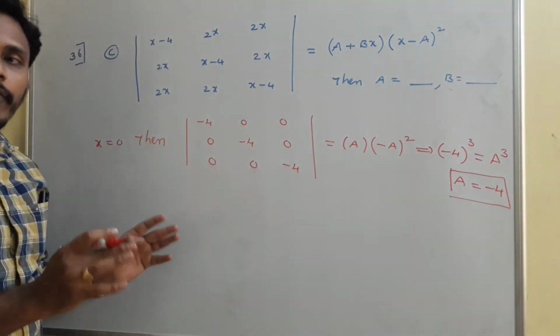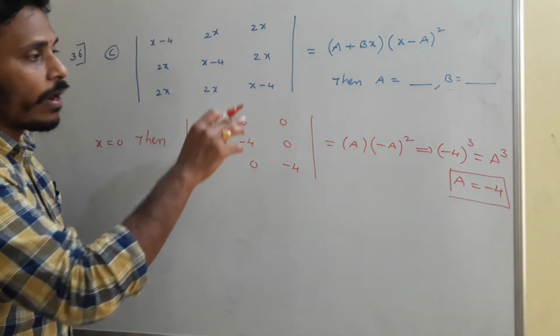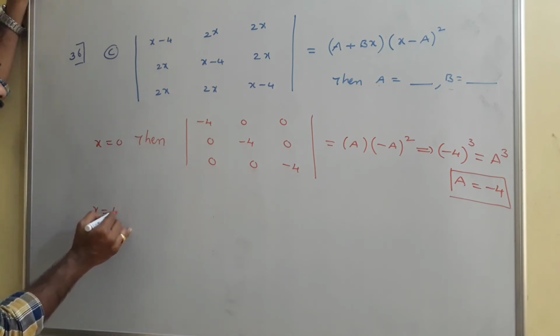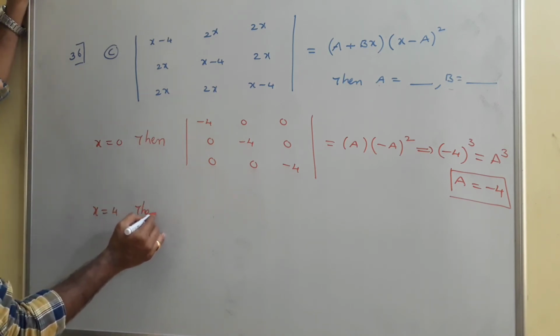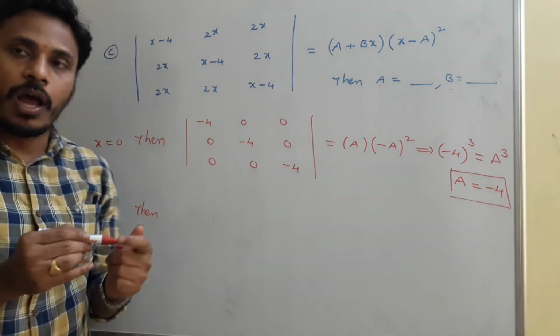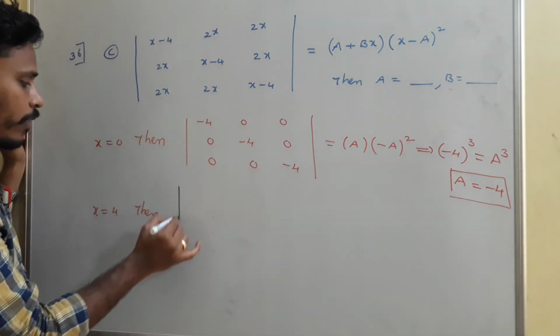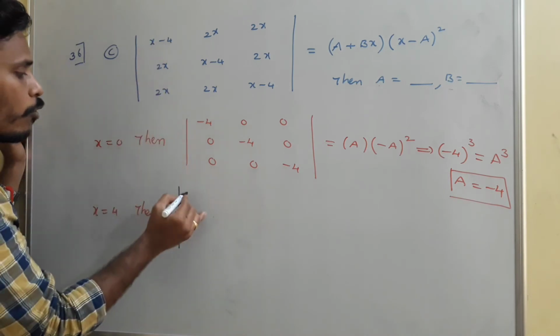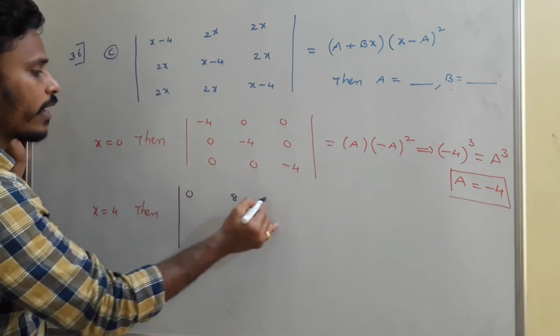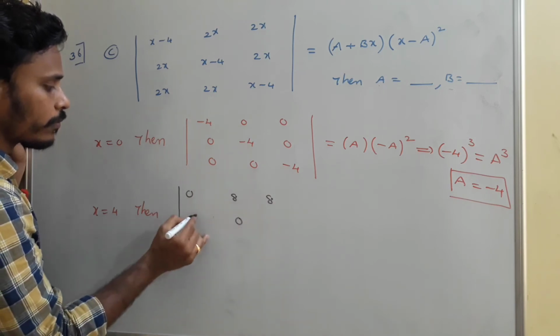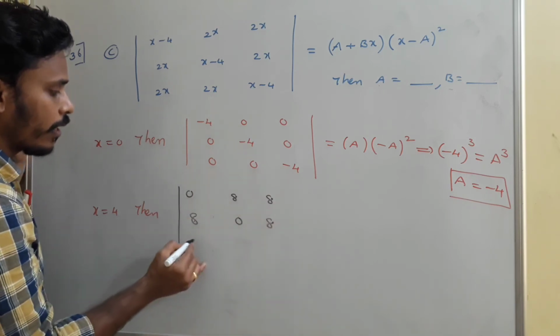So finally I have a value, and I need to find a along with b also. Now to find the b value, you just take another value in the place of x. So I am taking x equals 4 now. So if x equals 4, then what do you say about the left side? The left side part will become 4 minus 4 0, 2 4s 8, 2 4s 8, 2 4s 8, and this is 0. Okay, this is 8, 8, 8 and 0.